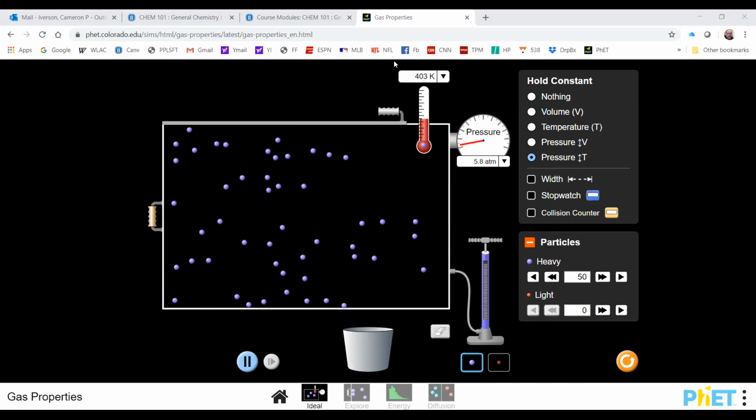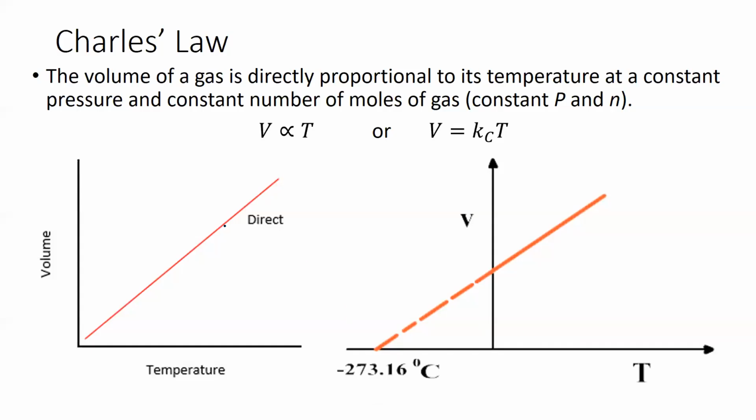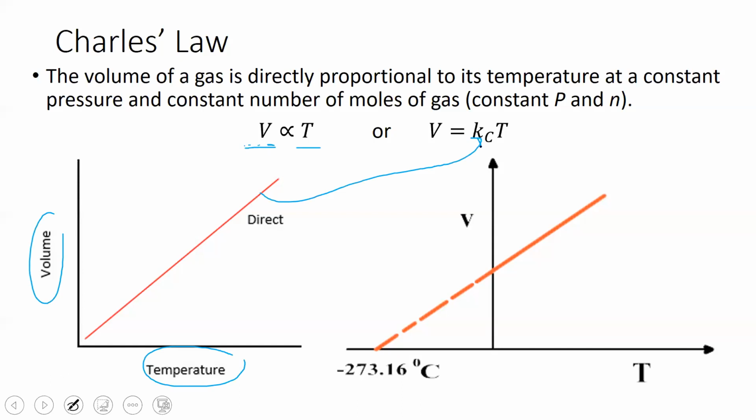Okay, so if we go back to our Charles' law slide, this is a direct relationship, right? So as volume increases, the temperature is going to increase as well, okay? So if we were to graph volume and temperature, we would automatically get a straight line. And equation-wise, since volume and temperature are directly related, the slope of that line would give us a constant, where that constant is based on the relationship between the volume and temperature.